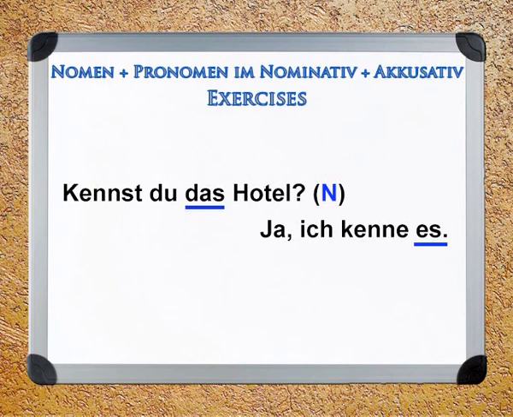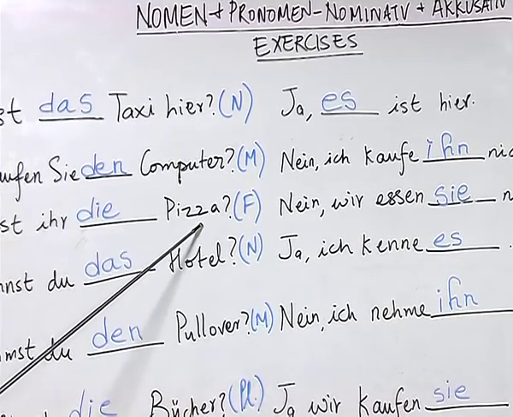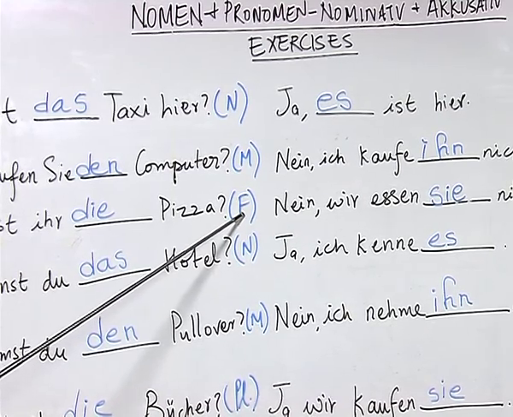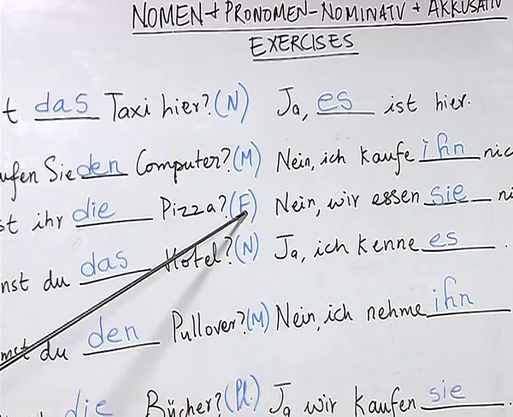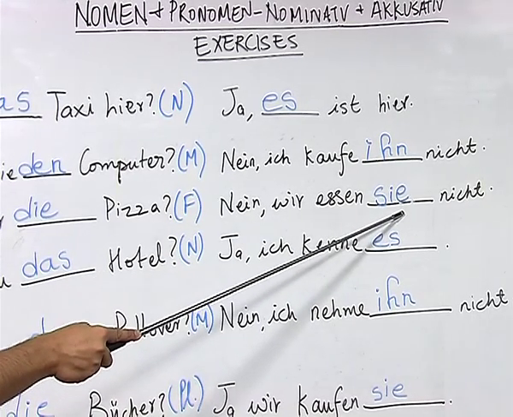Esst ihr die Pizza? Nein, wir essen sie nicht. Here also the student wrote the correct article, which is die, for the noun pizza by looking at F, which shows that the noun belongs to the feminine gender, and also wrote the correct pronoun, which is sie here.